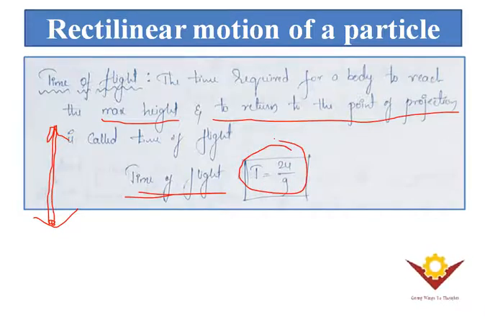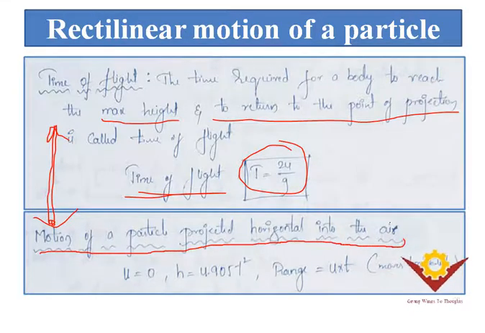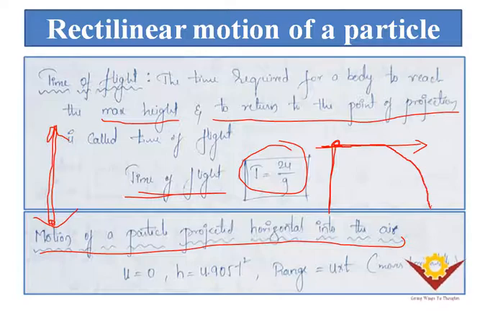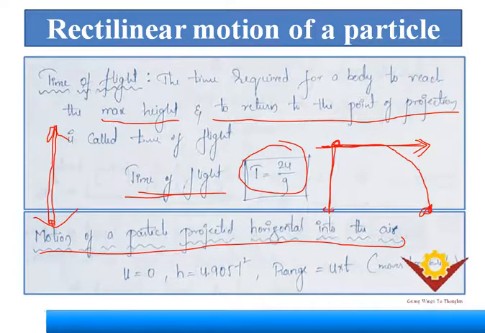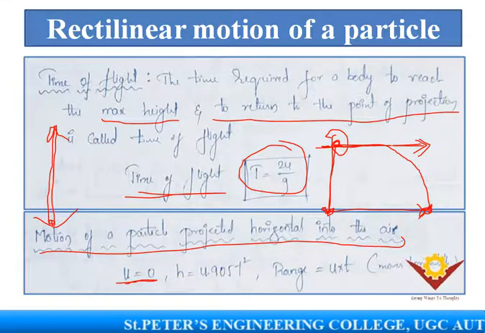And there is another special case, which is the motion of a particle projected horizontally into the air. It is projected horizontally, for example, from a certain height. It will reach the ground again because of the gravity towards the earth, but the motion is linear horizontally, and from here to here it reaches the maximum range. At this particular position the vertical velocity is 0.